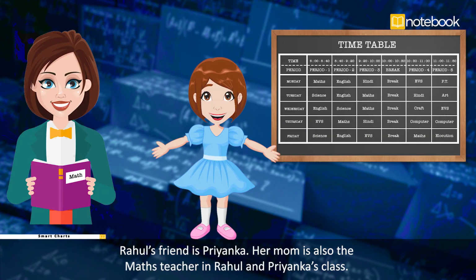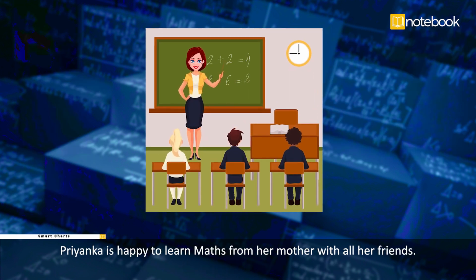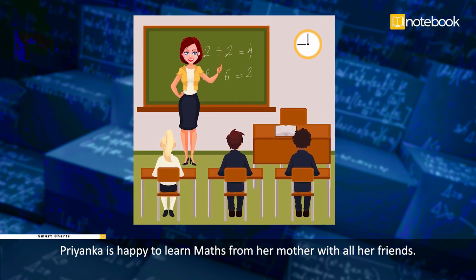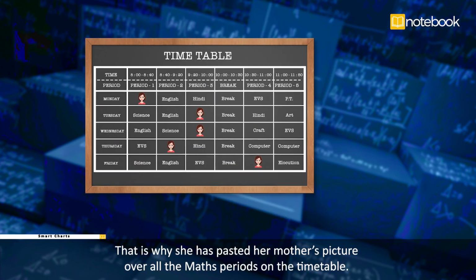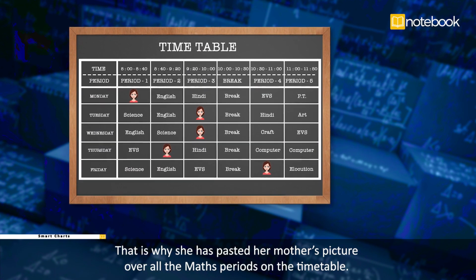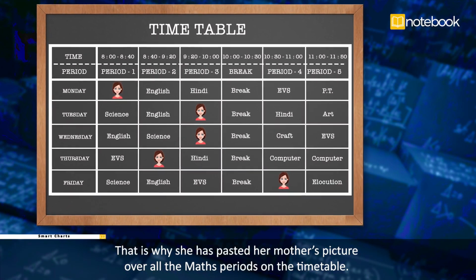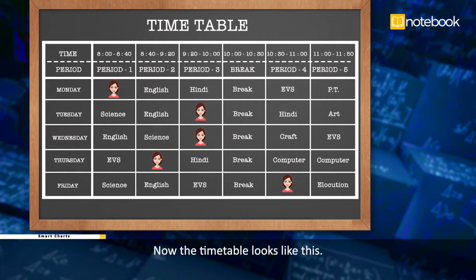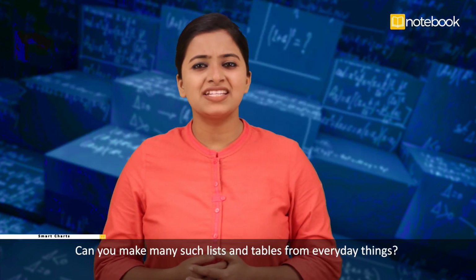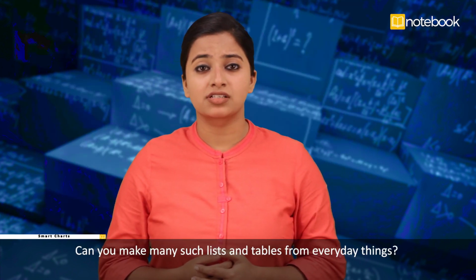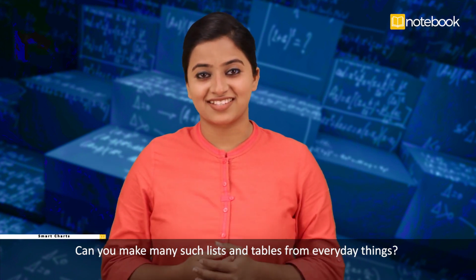Rahul's friend is Priyanka. Her mom is also the maths teacher in Rahul and Priyanka's class. Priyanka is happy to learn maths from her mother with all her friends. That is why she has pasted her mother's picture over all the maths periods on the timetable. Now the timetable looks like this. Can you make many such lists and tables from everyday things?